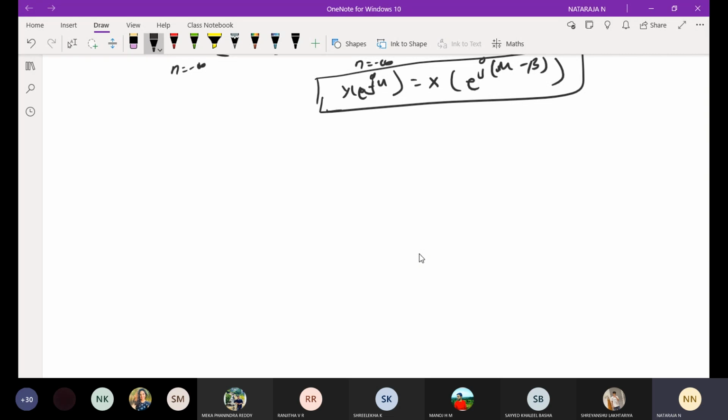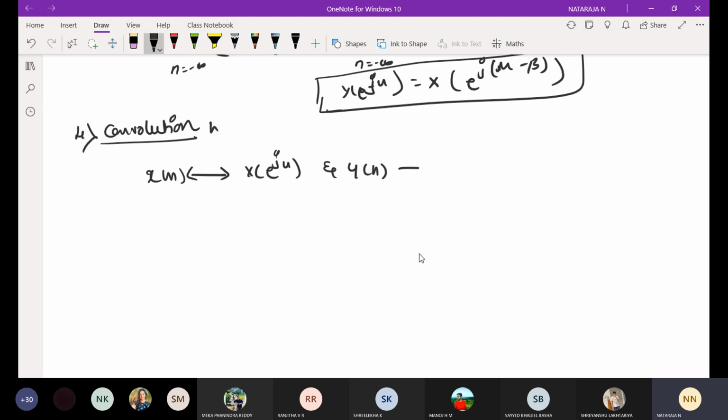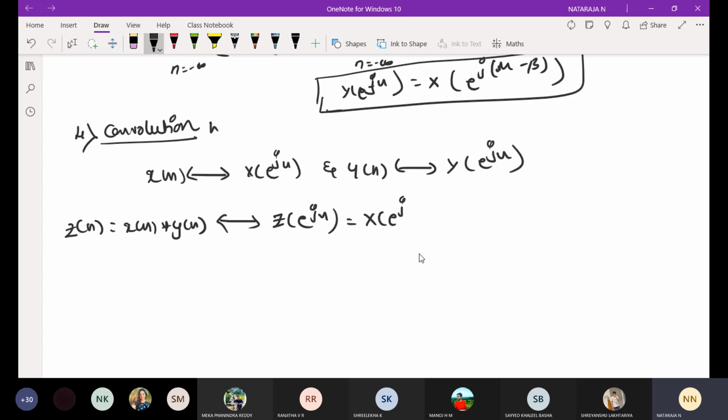Next, take convolution property. Convolution property: if x of n has the DTFT x of e power j omega, and y of n has the DTFT y of e power j omega, then we need to find z of n equal to x of n convolved with y of n, whose DTFT z of e power j omega is equal to x of e power j omega into y of e power j omega.